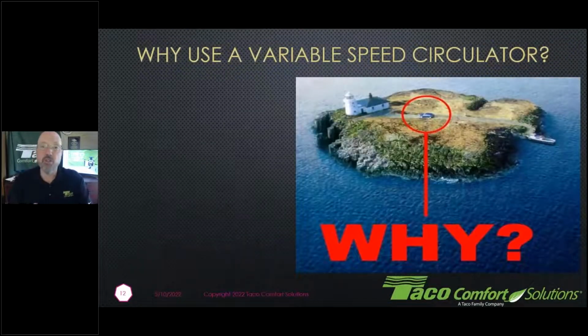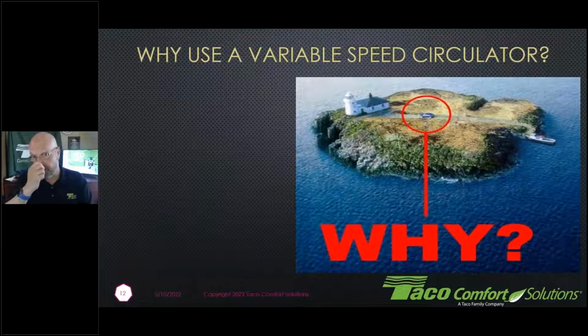All right. So why use a variable speed circulator? Probably the same reason why this guy has a car on his island. Because he can. Actually, as we like to talk about it sometimes, and John and I stare at this thing, we would just love to see that the reason why that car is stuck in the middle of the island is because he ran out of gas there.